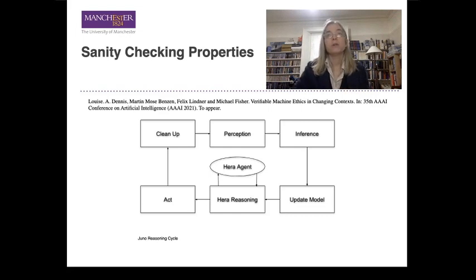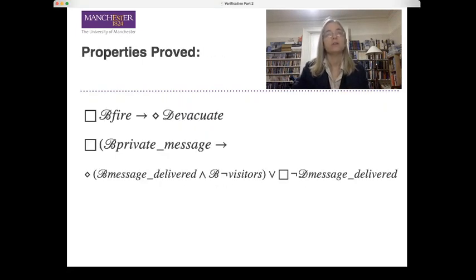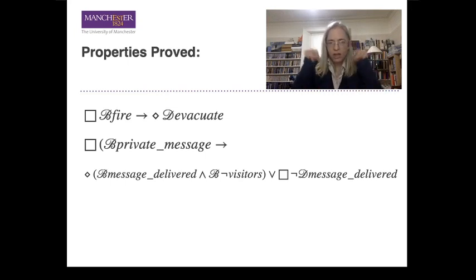And for this one, I'm sure it will come as no surprise to you to learn that one of the properties we were trying to verify was it's always the case that if you believe there's a fire, then eventually, and that diamond means eventually, you'll perform an evacuate action. And that was the property I couldn't verify in that example I looked at earlier with the principle of double effect.